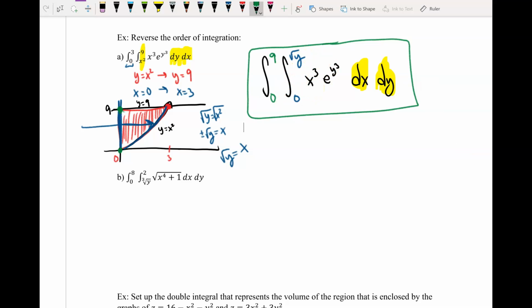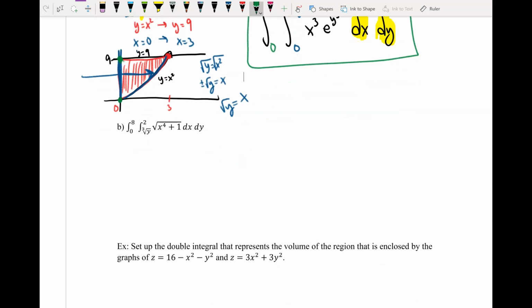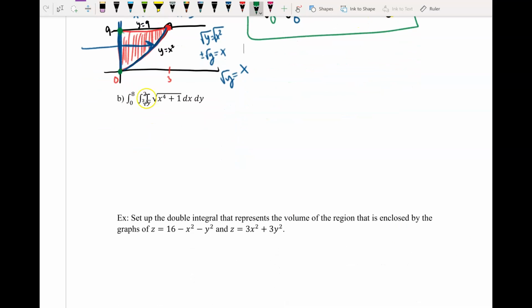So let's do this next example. We have the integral from 0 to 8, and the integral from the cube root of y to 2 of the square root of x to the 4th plus 1 dx dy. You can see here the integral of the first one with respect to x is a lot more complicated. You can't do this. You can try using trig sub, which would be a huge mess.